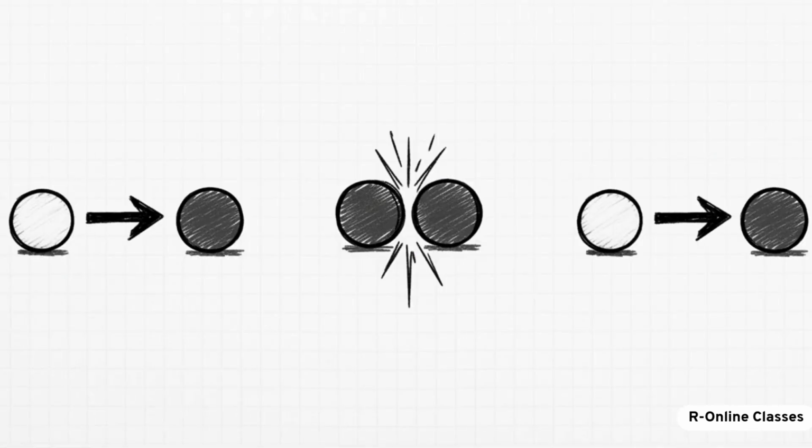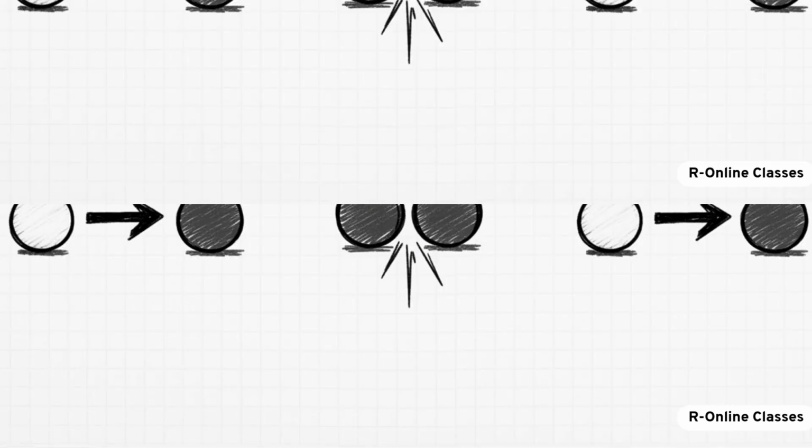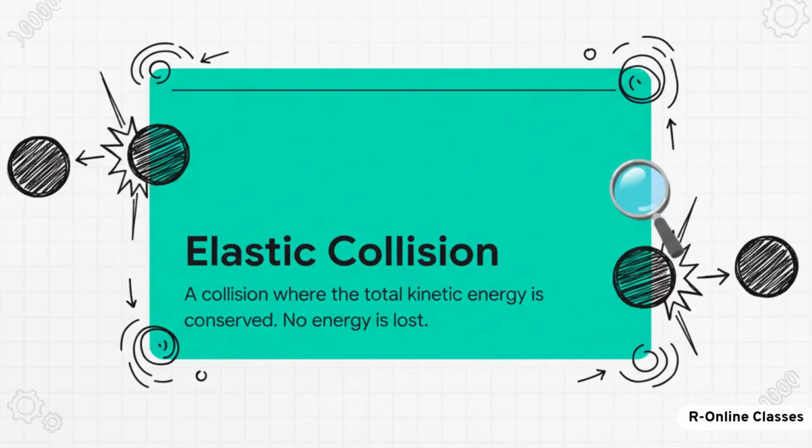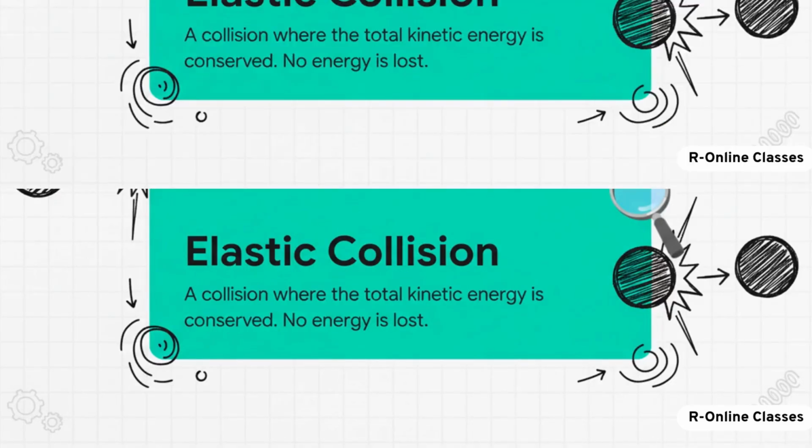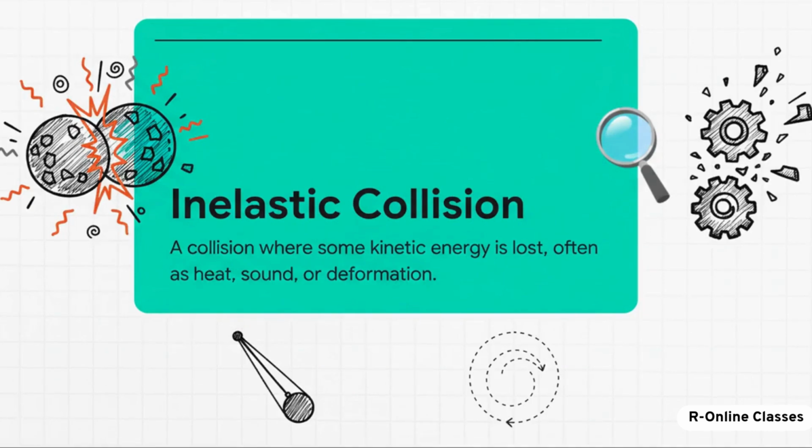So when objects collide, like pool balls, they're basically just transferring momentum between each other. Now, in a perfect world, you'd have an elastic collision, where absolutely no energy is lost. But in reality, most collisions are inelastic. Some energy always escapes as heat or sound.